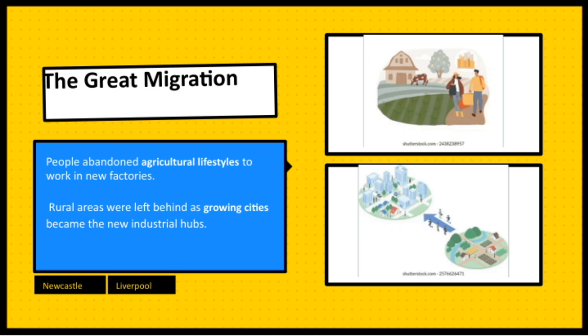These growing urban centers became the new industrial hubs, fueling economic growth, but also creating social challenges. This movement of people is what we call the Great Migration. It's a key part of understanding how the Industrial Revolution transformed society, shifting populations from countryside to city and reshaping the economy and daily life.